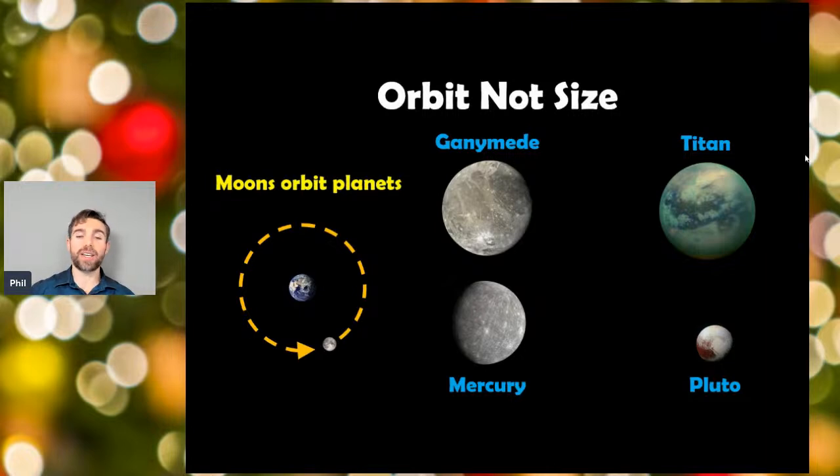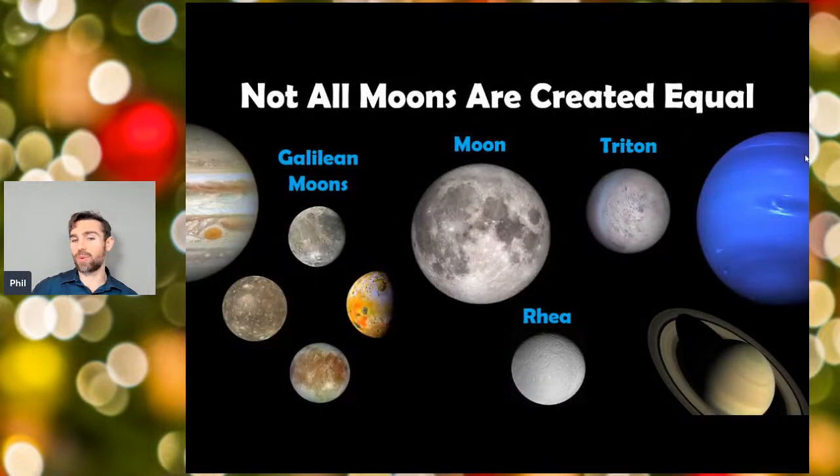You can see that some of these moons are quite large. So it's not the size of the object which gives us the definition of a moon, it's its orbit, how it's moving. It has to be on an orbit around a planet. That's the key defining feature. And what I want to have a look at as we go through is how do they get there? Because they're not all created equal.